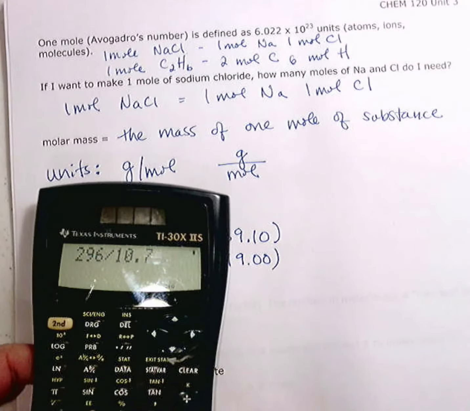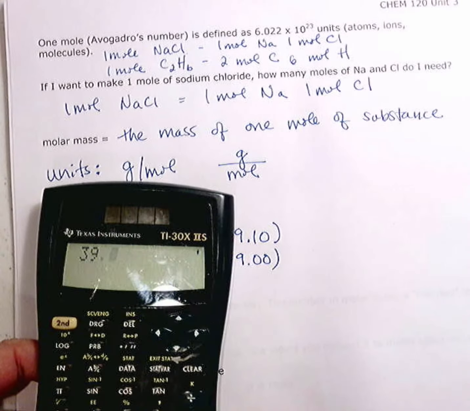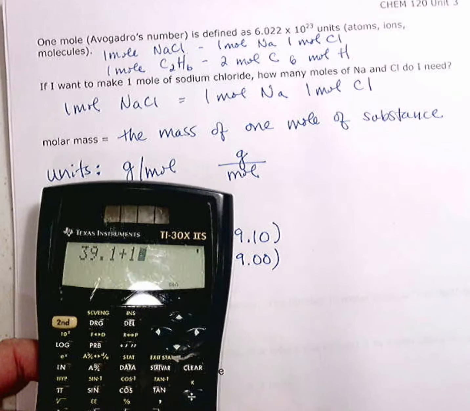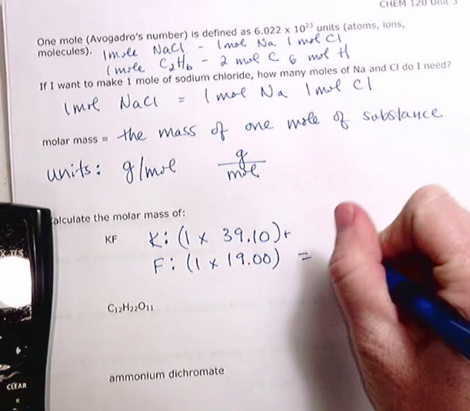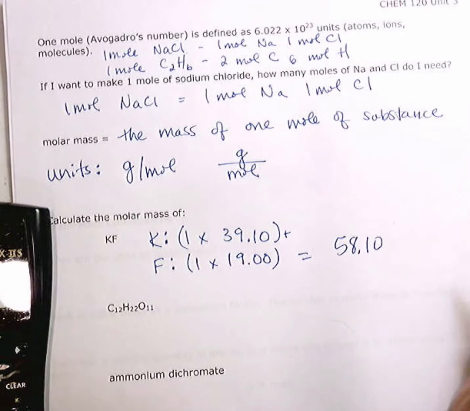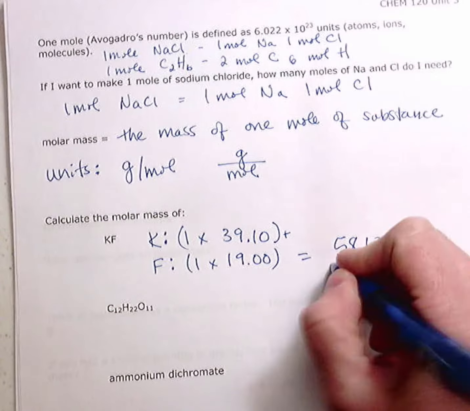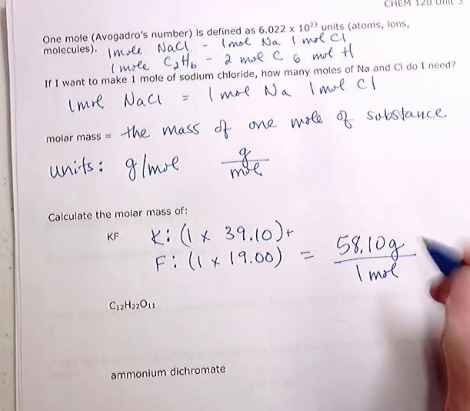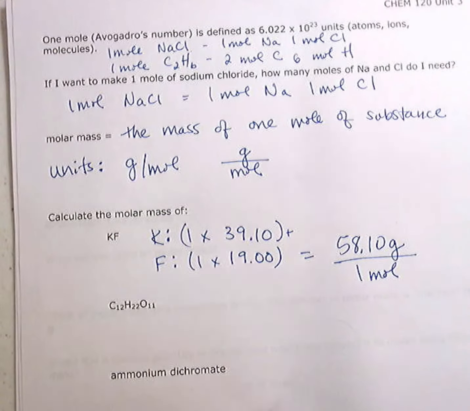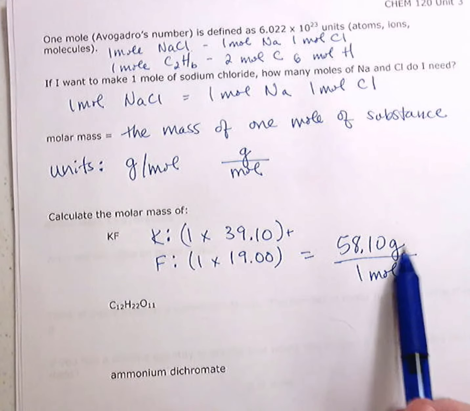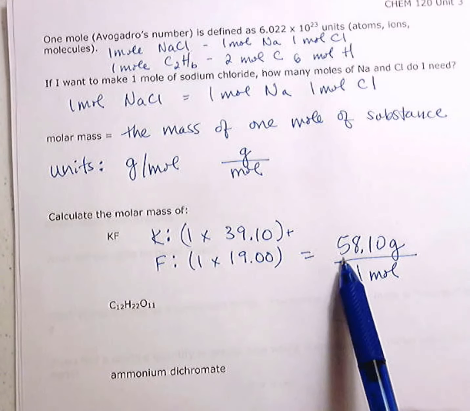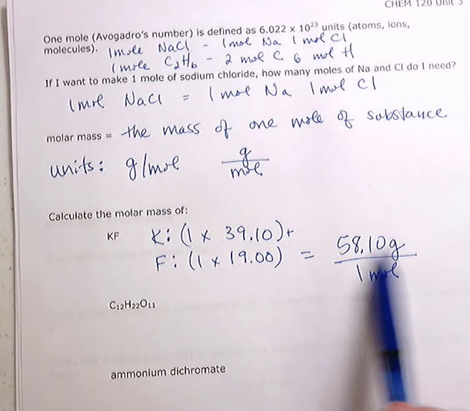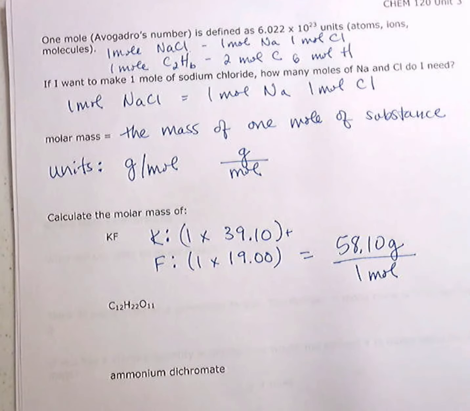So 39.1 plus 19 gives me 58.10, and my units on that are grams per 1 mole. Later on, we're going to use molar mass as a conversion factor. So if you get in the habit of writing molar mass like this with its units, it will be a lot easier to carry out those conversions.